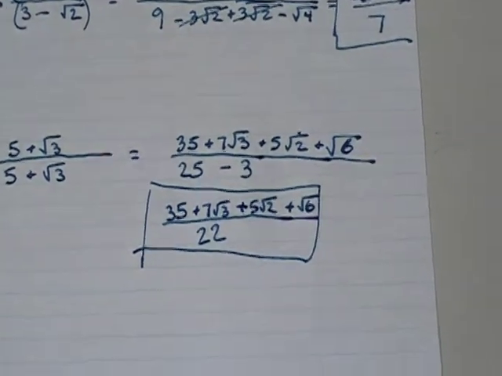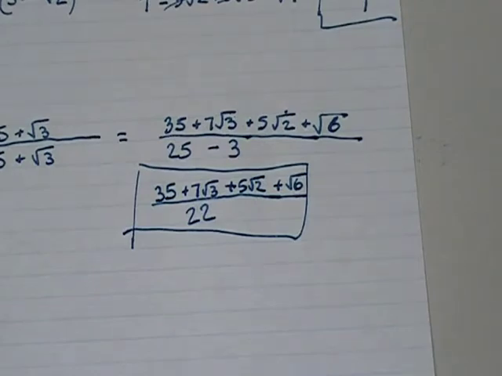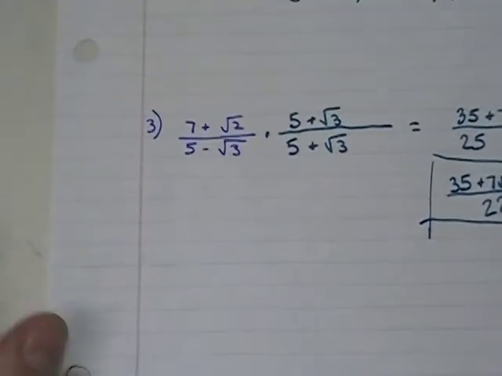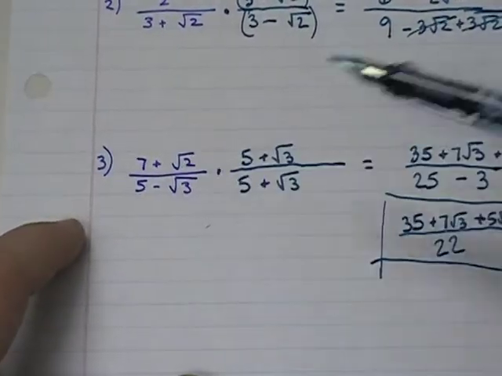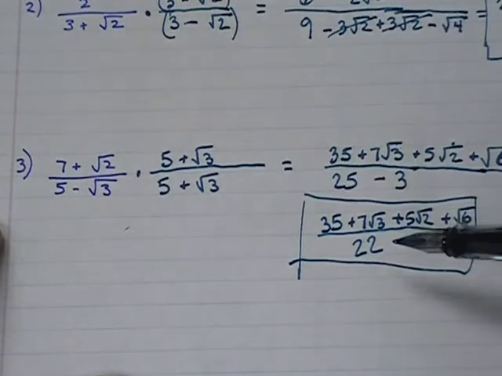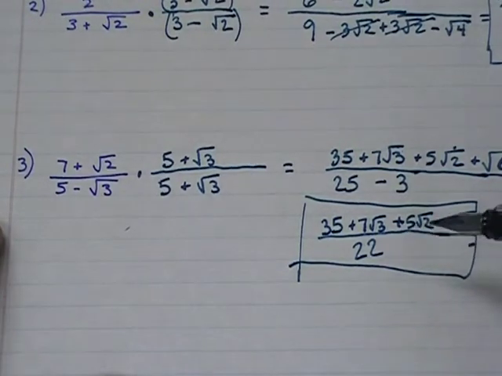Okay? So that's how we rationalize the denominator. And I know a lot of you are looking at this saying, well, isn't that more complicated than what you started with? Well, it kind of is, but there's no radical in the denominator, and that was the goal.